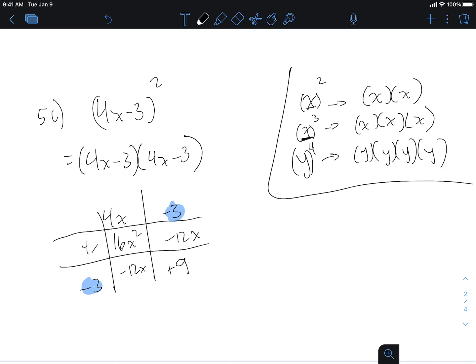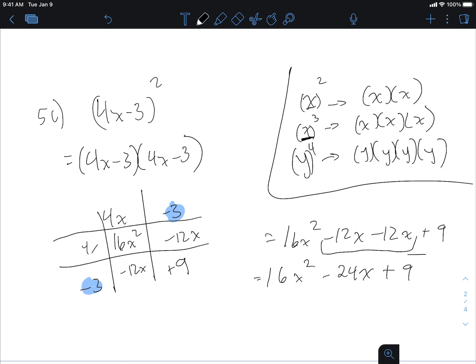Then just write it out: 16x squared minus 12x plus 9. Looks like I can collect these two here because they're like terms. So I get 16x squared, negative 12 minus another 12 is going to be minus 24x, plus 9. Done.